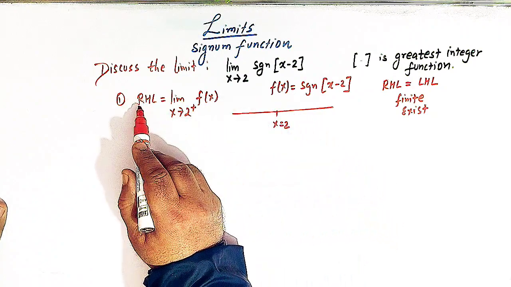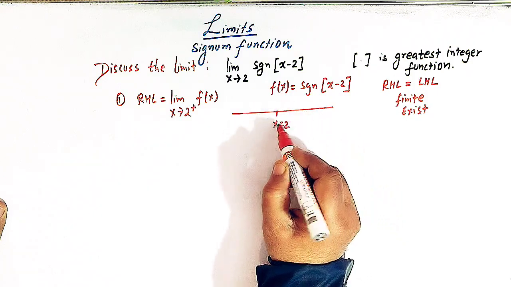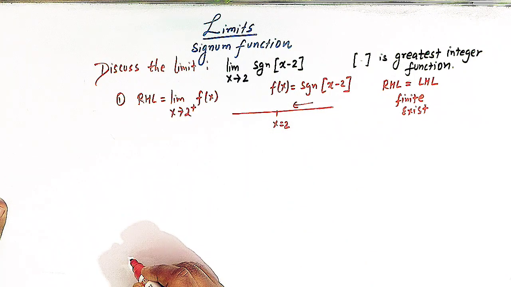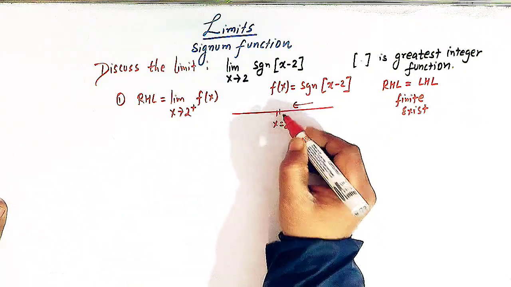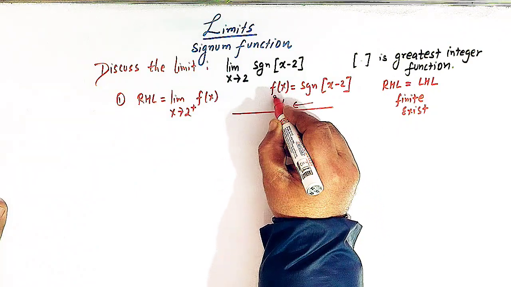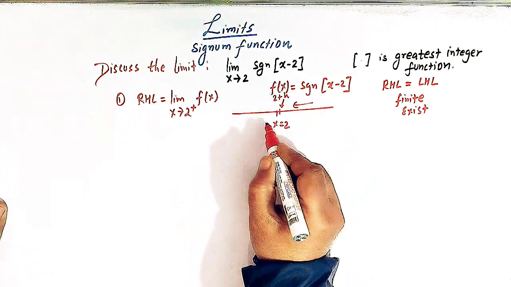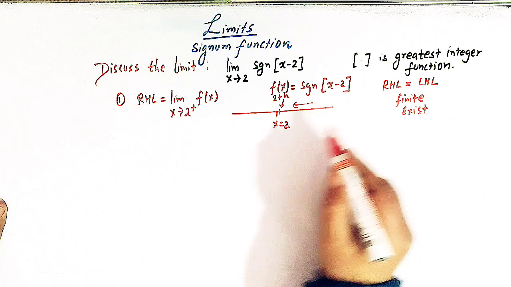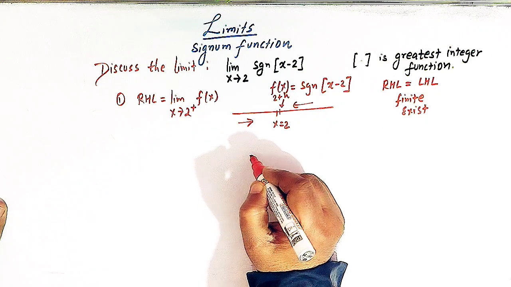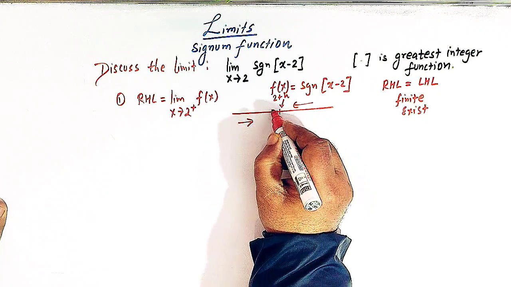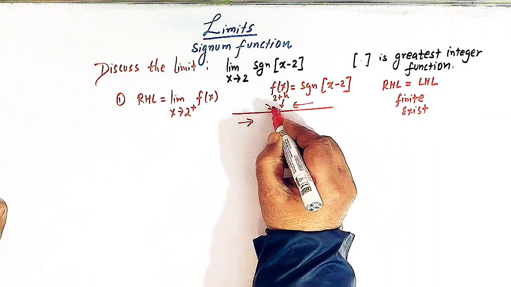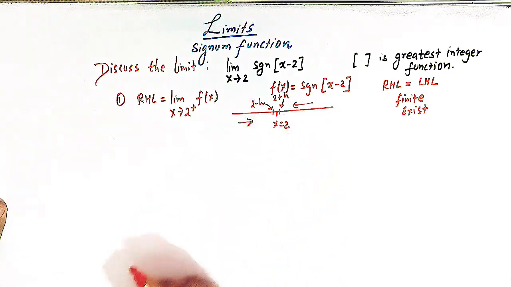So when we find out the right hand limit, then we approach x is equal to 2 from the right of x is equal to 2, and we take a point in the right neighborhood of x is equal to 2, and this point is 2 plus h, right? And when we find out the left hand limit, then we approach x is equal to 2 from the left of x is equal to 2, and we take a point in the left neighborhood of x is equal to 2, and this point is 2 minus h, right?